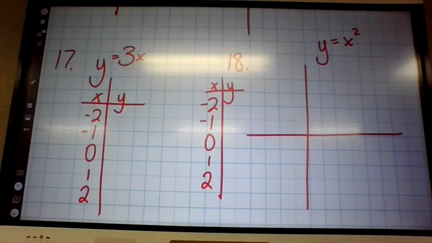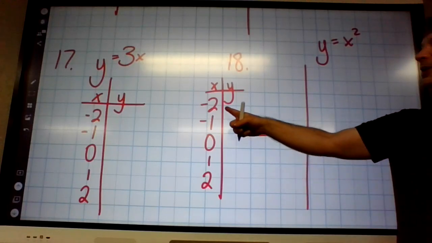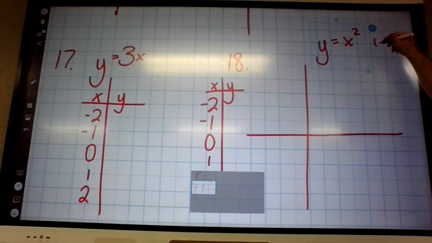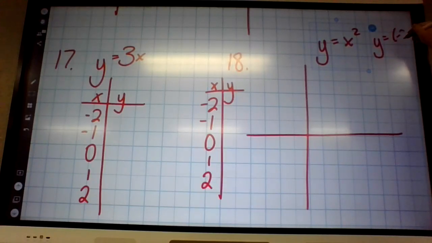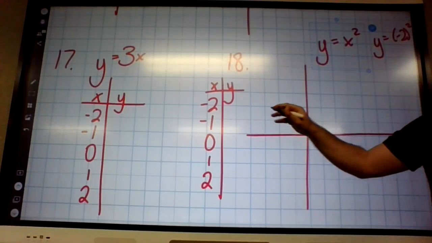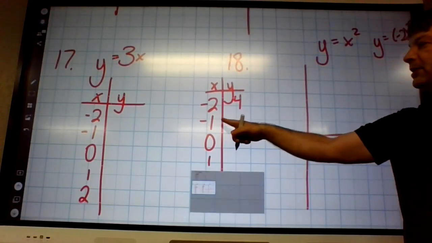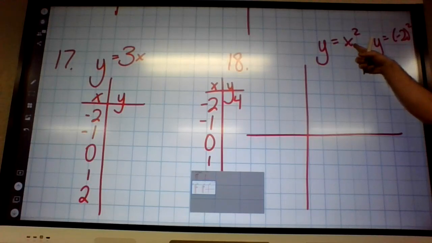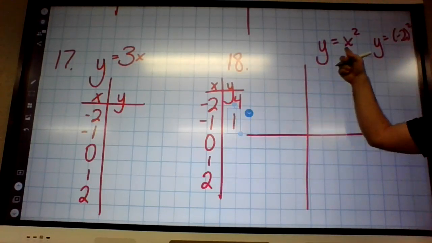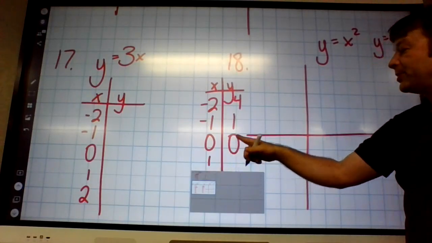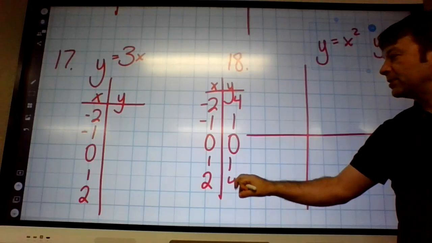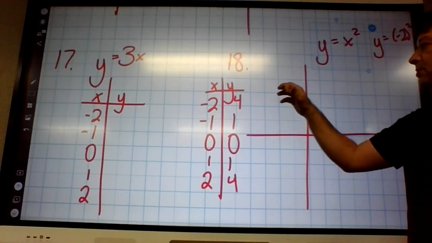Okay, if I plug in -2, what's this gonna become? It'll be +4, because -2 times -2, -2 squared, is +4. If I plug in -1, -1 times -1 is 1. If I plug in 0, 0. If I plug in 1, 1 squared is 1. 2 squared is 4.